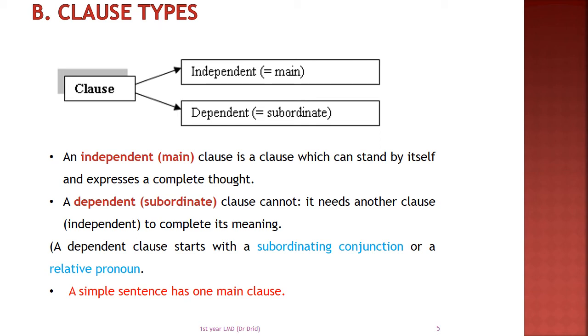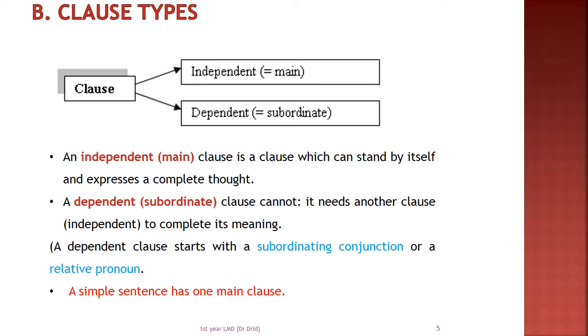So a clause can be independent. We say an independent clause or a main clause. Or it can be a dependent clause. Or we say a subordinate clause. An independent clause is a clause which can stand by itself, alone, and expresses a complete thought. It doesn't need any other element in the sentence to complete its meaning.